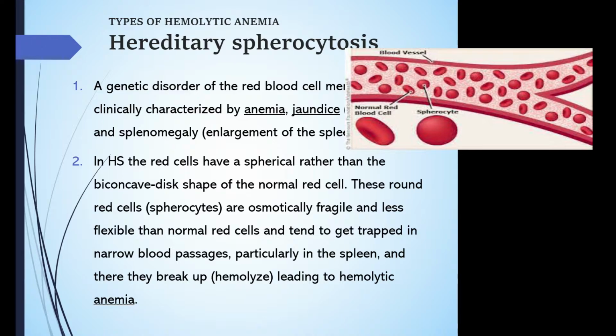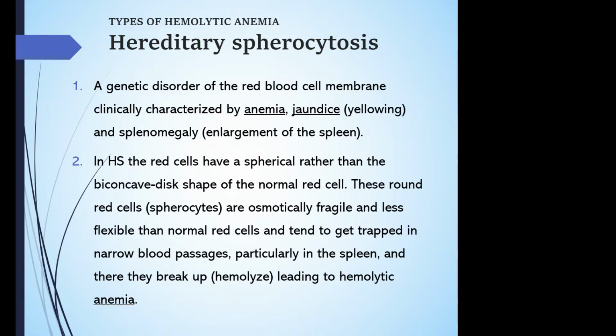These round red cells are osmotically fragile and less flexible than normal red blood cells, and tend to get trapped in the narrow blood vessels because they become spherical and less flexible. They become trapped in the blood passages, particularly in the spleen vessels, and there they break up and hemolyze, as I told you, leading to hemolytic anemia. So this is one of the types.